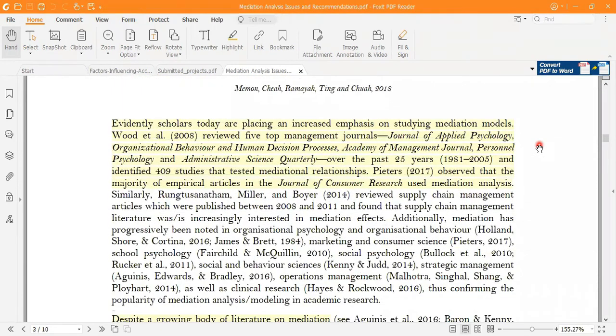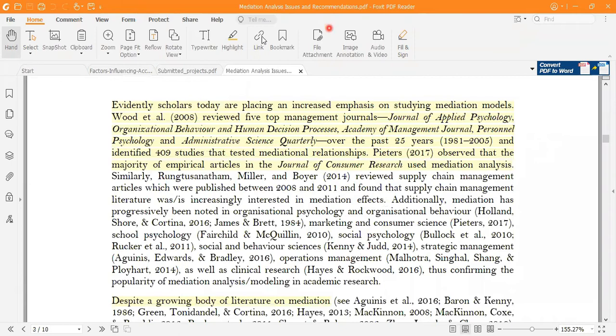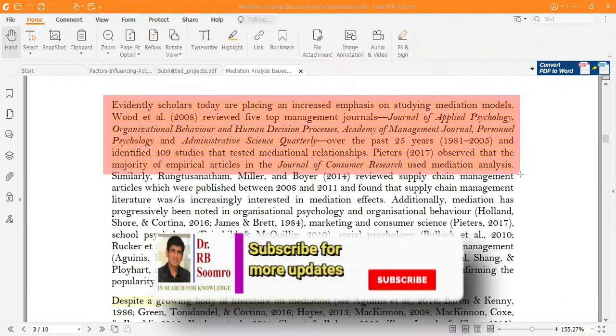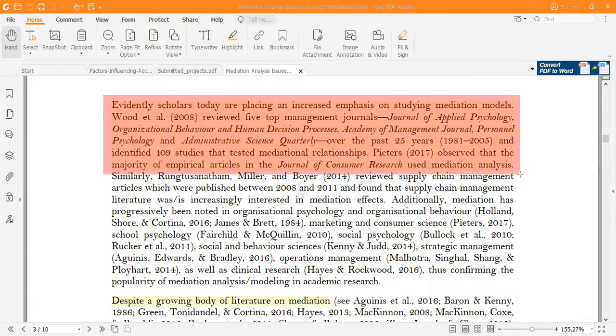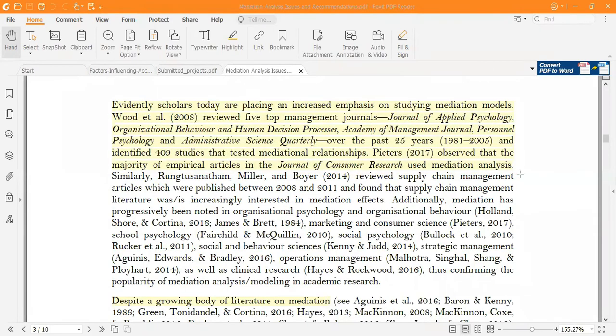And then if you come down, this is another graph which shows the popularity of this analyzing technique, that is, mediation. So evidently, scholars today are placing increased emphasis on studying mediation models in journals. In this regard, Wood et al. reviewed five top management journals, you can see their names here. He collected 25 years of data from 1981 to 2015. In total, he found 409 studies which tested mediation models.